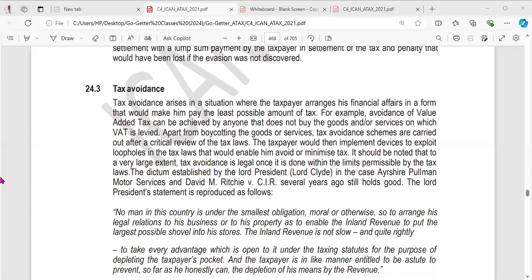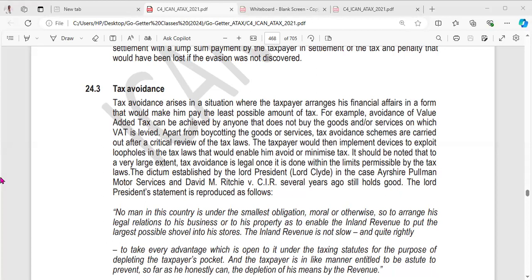After a critical review of the tax law, the taxpayer would now implement the devices to exploit loopholes in the tax law that will enable him to avoid taxes or minimize his tax.